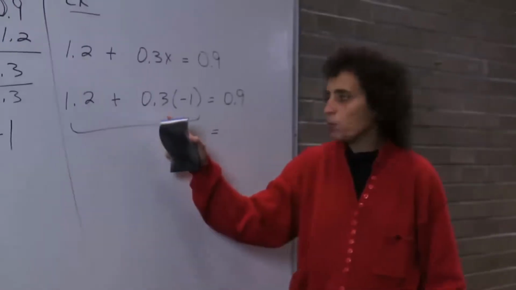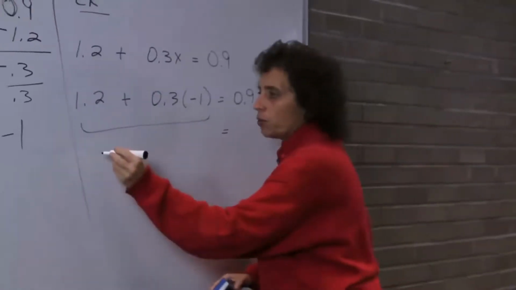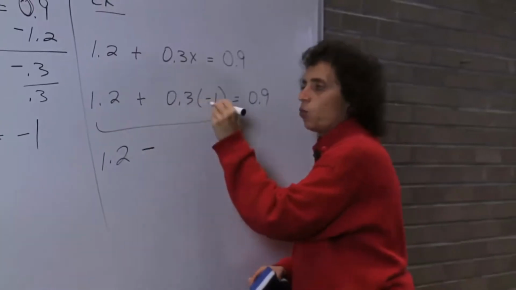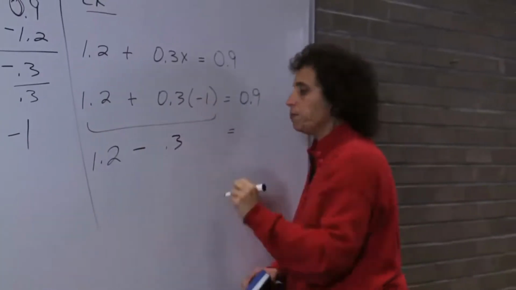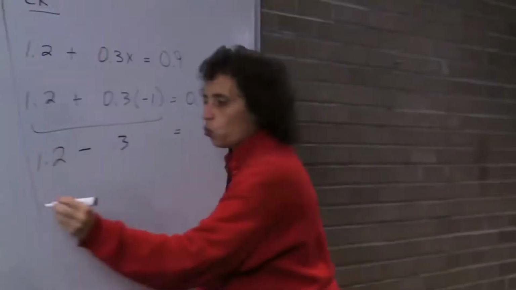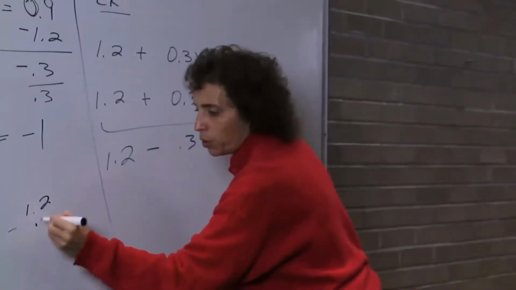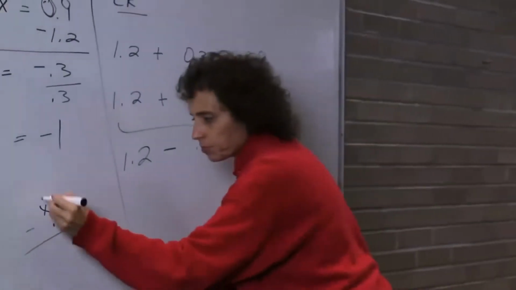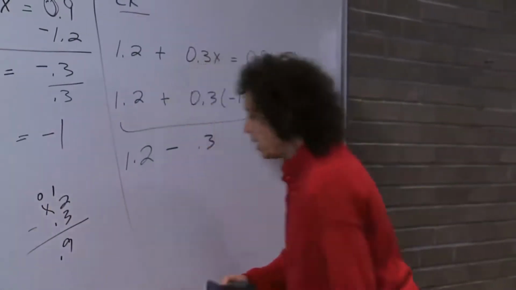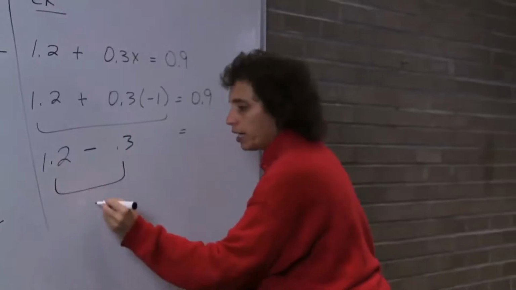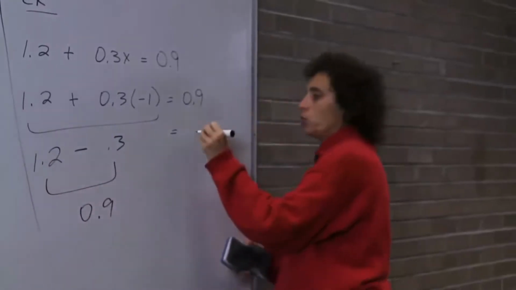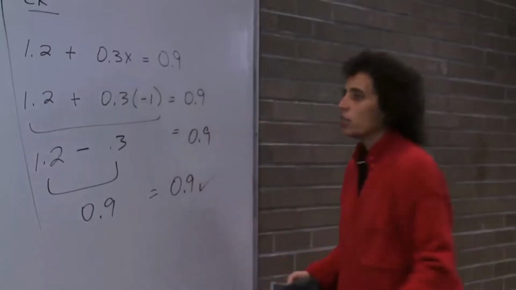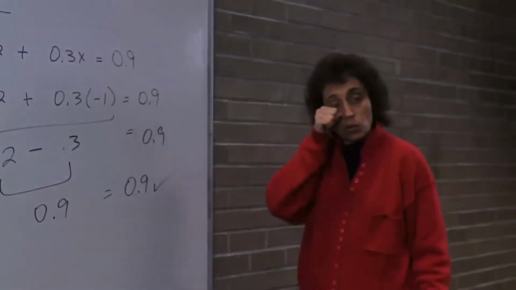Order of operations says multiplication first. So here we go. 1.2, a positive times a negative is a negative. 1 times 0.3 is just 0.3. I'm going to do this: 1.2 minus 0.3. I just did that. That's how I got here. It's 0.9. So this is 0.9 or 0.9, which is equal to 0.9. Checks out. Beautiful. Glad I picked that one.